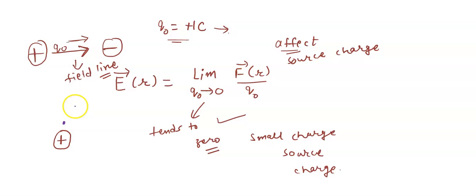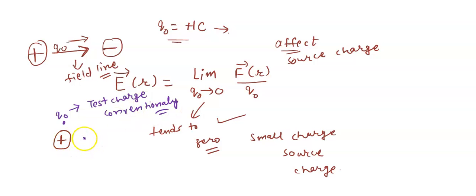Okay, we take a test charge. Do remember that this test charge is very small, q naught tends to zero. But do remember that by convention the test charge is always positive. Okay, this is a convention. Now you can't change the convention, you know that, right? So the test charge is conventionally taken as positive.